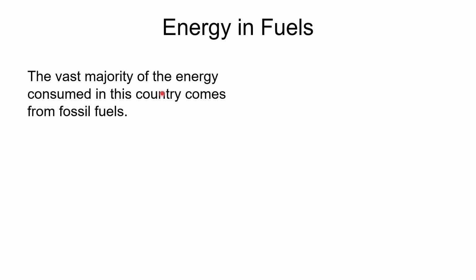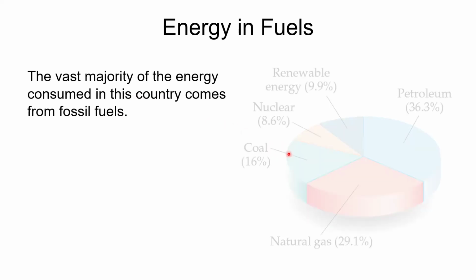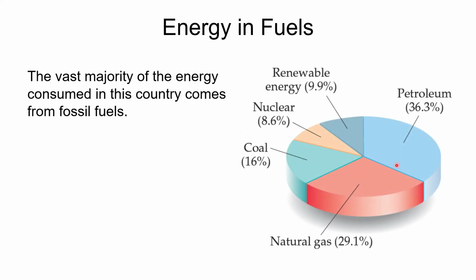All right, we also want to look at energy and fuels. So we'll find that in the United States, the vast majority of energy that we use comes from fossil fuels. Fossil fuels are going to include petroleum, which is oil, natural gas, and coal. And you'll find that the vast majority of the energy that we use in the country comes from these three.